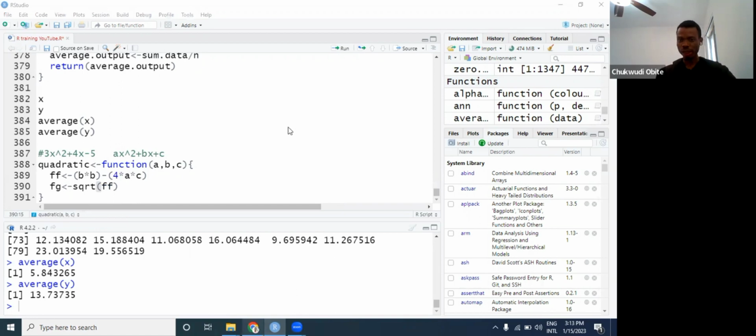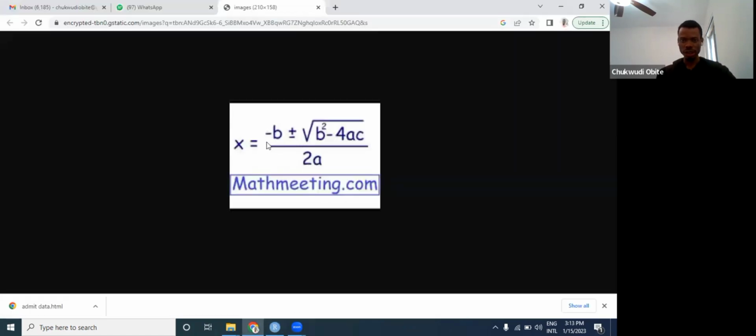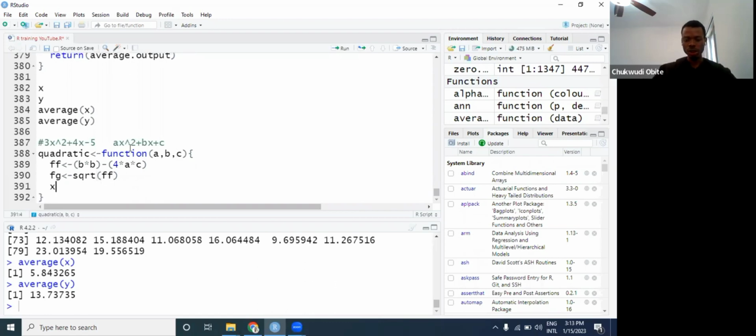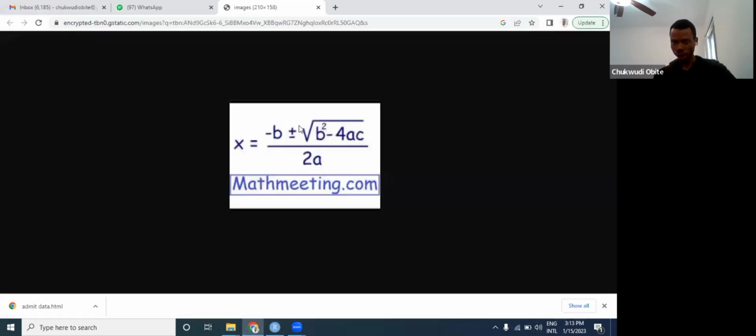I'm using this to write a function for it. Then the next thing, I have to do this minus b plus what I have there. So let me get the first root, which is x1. So I'll do minus b plus all the square root of all this, then divided by 2a.